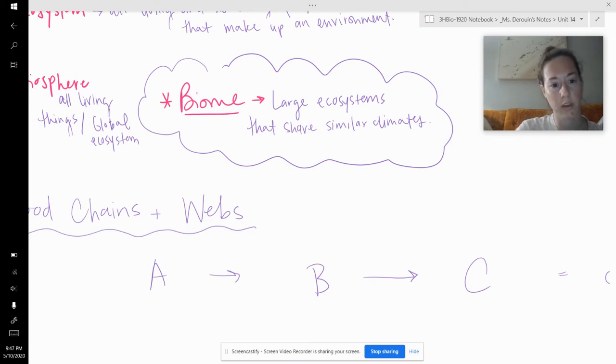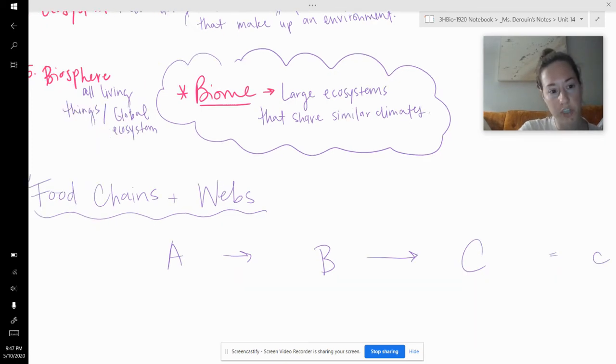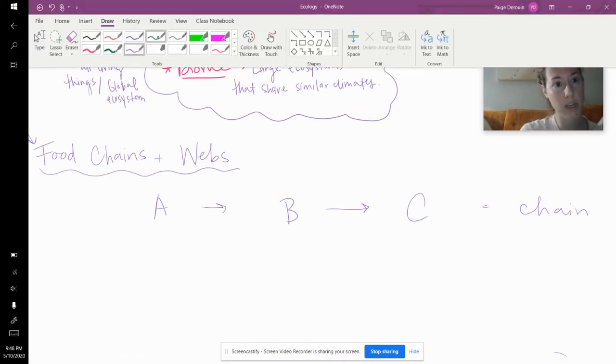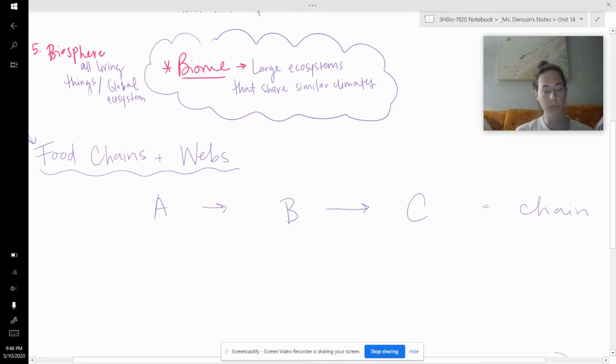Okay. Wanted to do a quick overview of chains and webs because they are an option for your exploration assignment this week. So I'm sure that this was a review for probably all of you, but I did want to do a refresher. So a food chain is just a line. This animal eats this animal eats this animal. One thing about food chains and webs is that the arrow will always point where the energy is flowing.